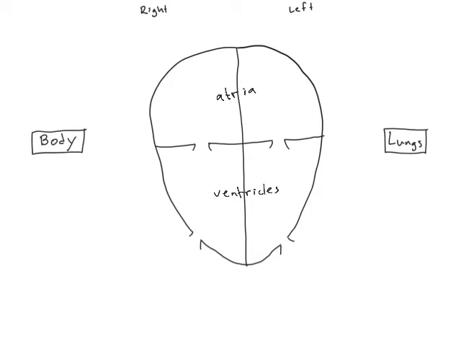Depicted in between the atria and the ventricles are valves. Those are the AV valves. And then at the bottom of the ventricles, I've put in the semilunar valves. Now, this heart is not depicted accurately in terms of the anatomy because we know that the ventricles kind of loop around and the arteries actually leave the top of the heart.